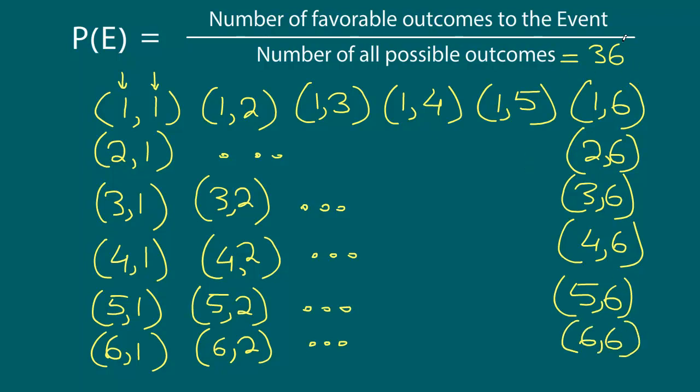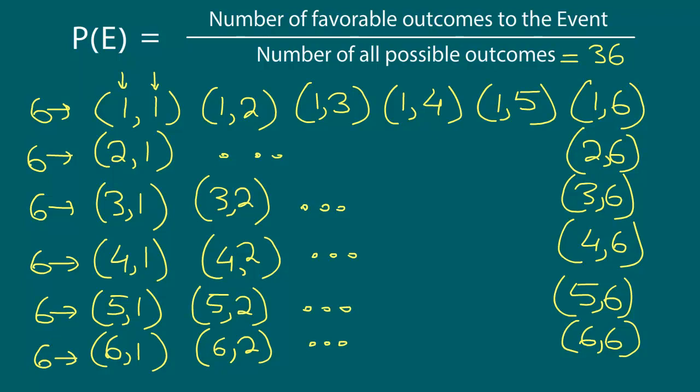So each one of them is an outcome, so we have 36 of them. So we have 6 over here, 6 over here, 6 over here, 6, 6, and 6. So 6 plus 6 plus 6 plus 6 plus 6 plus 6 is 36. So 6 times 6, 36.